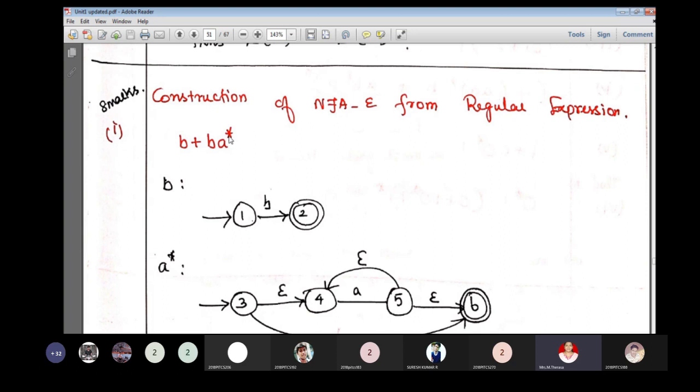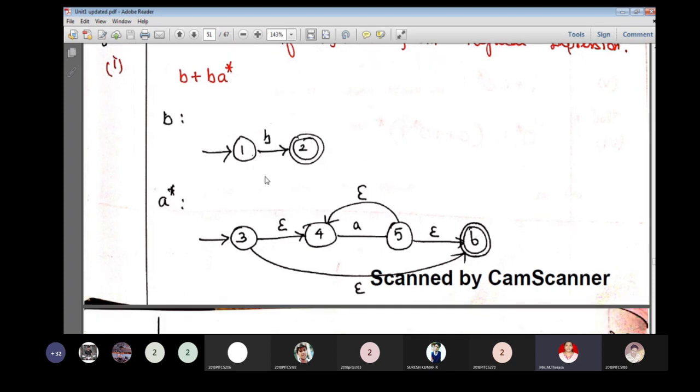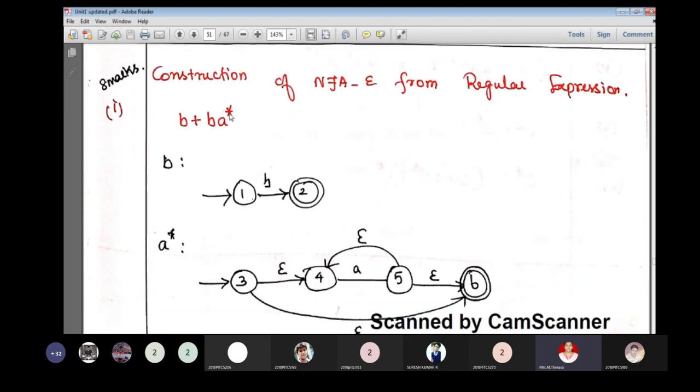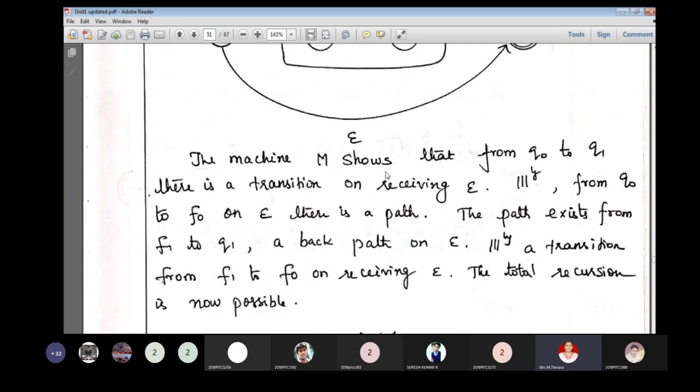So how can we draw it for this? First you have to take the basic units separately. This is for B. From 1 to 2 you can go through. This is the finite automaton which can accept B. And for A star, how to draw it? First you have to draw for A, then you have to connect the final state of A to the initial state, and the new initial with the new final. So these things you have to do. Okay, so come here.